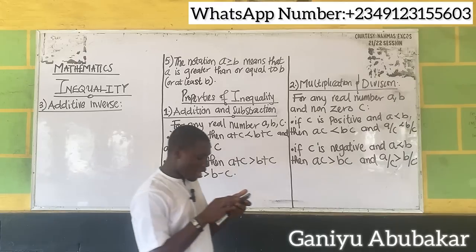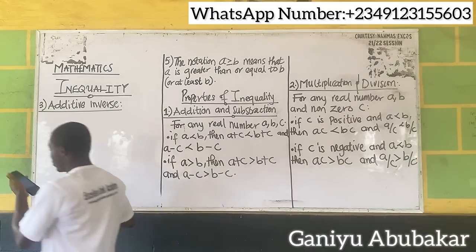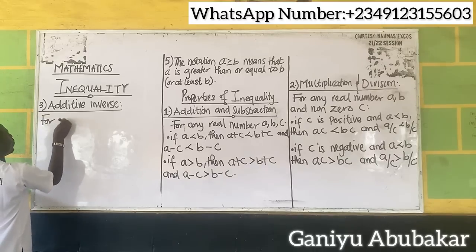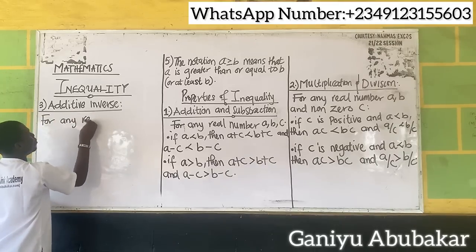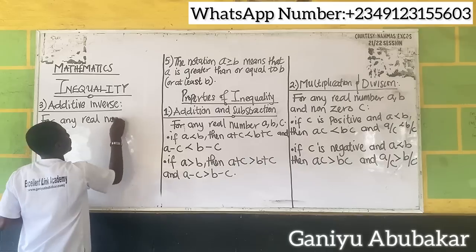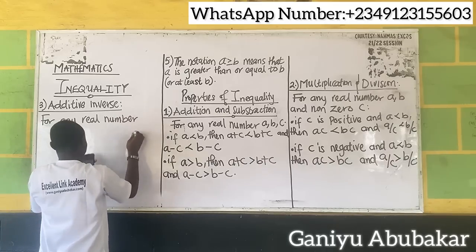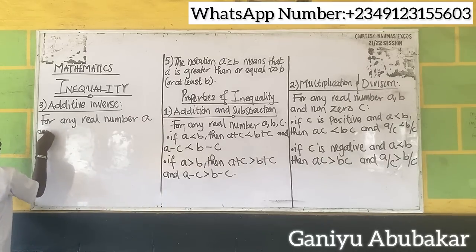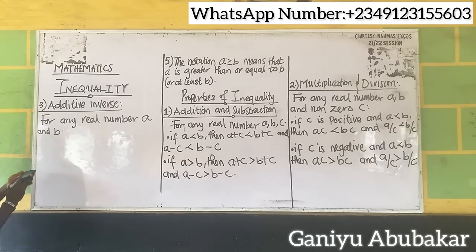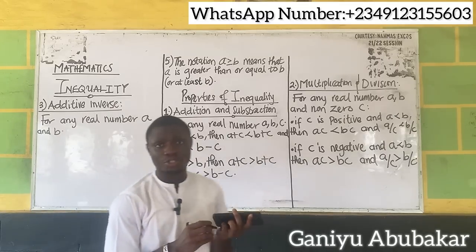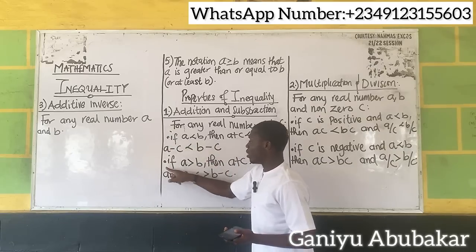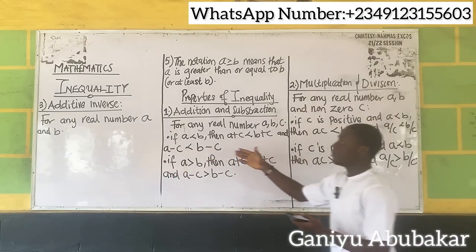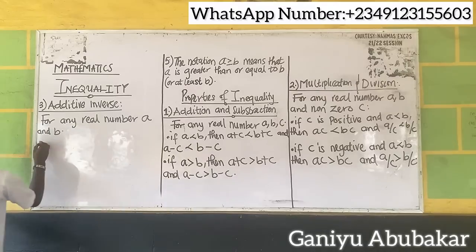For here, I have the expression for any real numbers a and b. I have two things to note. For addition, I gave it two bullets. Also, I gave it two bullets here to note. Similarly here, I will give it two concepts to note.